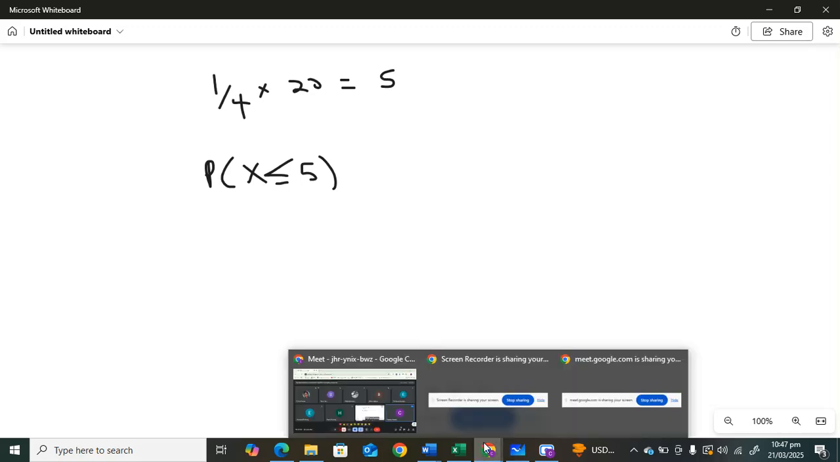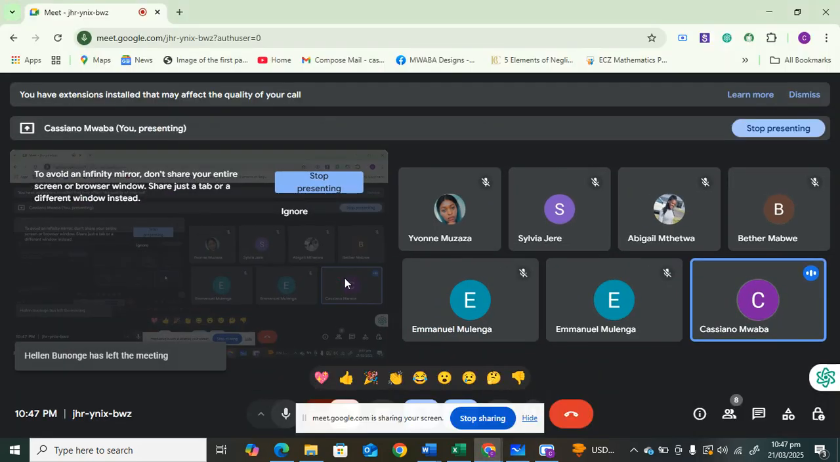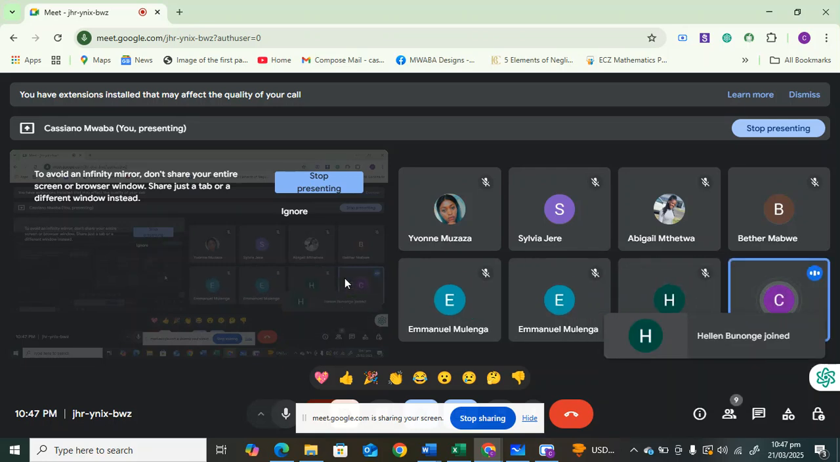So, colleagues, when we say at least five students, it means we're also interested in the probability that six students like working in the banking industry, seven students, eight students, nine students. When they say at least, it means five is the minimum. So we also have to find the probability for six, seven, eight, nine, 10, 11, up to 20 students.